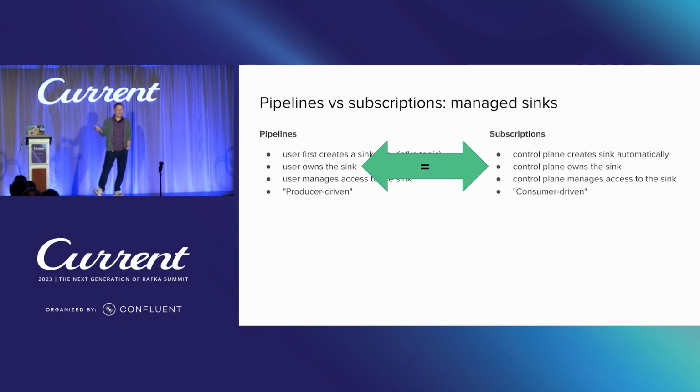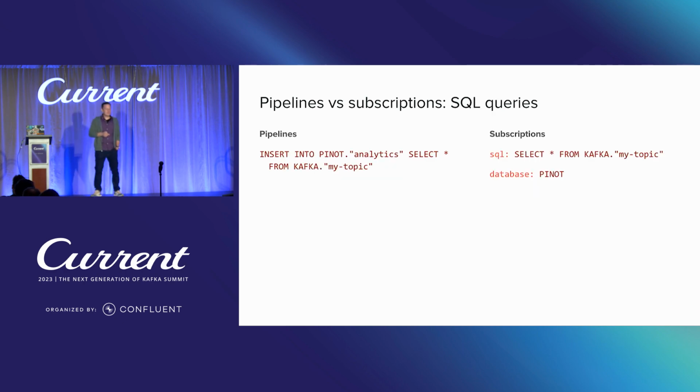You can take a subscription and implement it with a pipeline, or you can take a pipeline and then go find someone who's interested in it and create a subscription for that. To make it a little more concrete, if you think about the SQL aspects of pipelines versus subscriptions, the insert into is actually called a pipeline in Flink, for example. If I write insert into Pinot Analytics select star from Kafka my topic, that implements a pipeline. It's a Flink job that consumes from a source and writes to a sink. That's a pipeline.